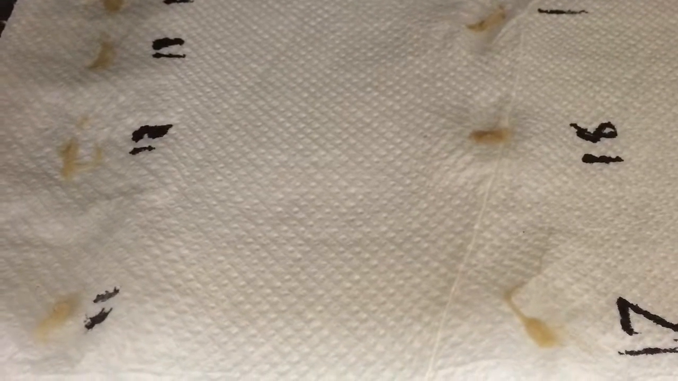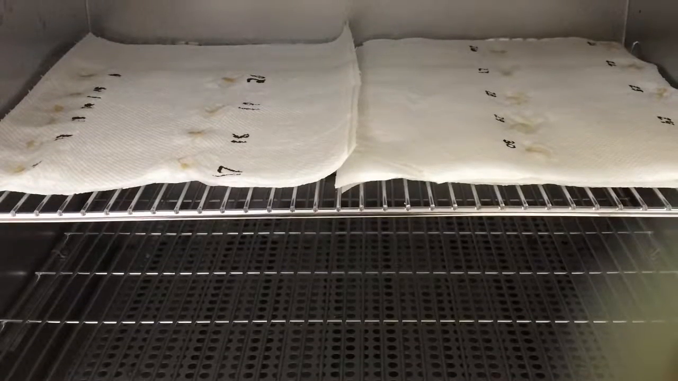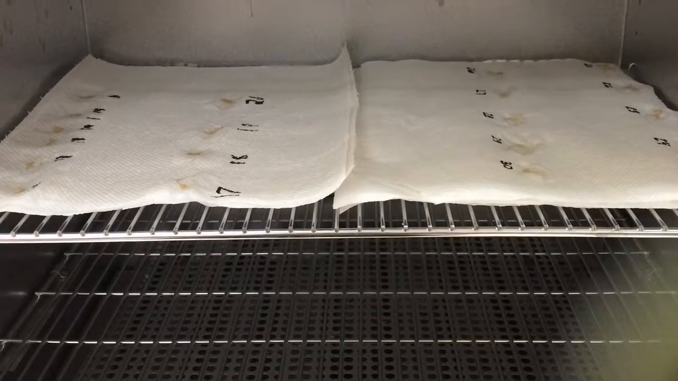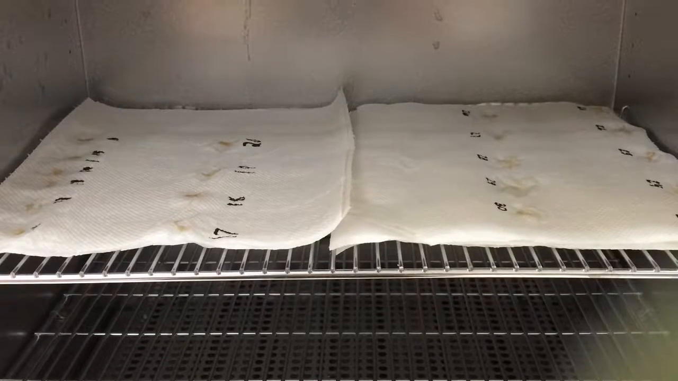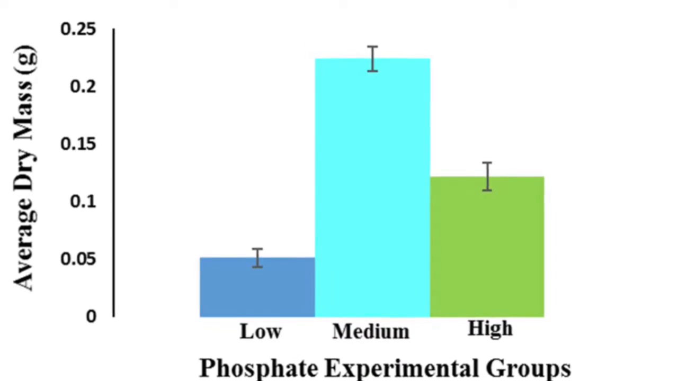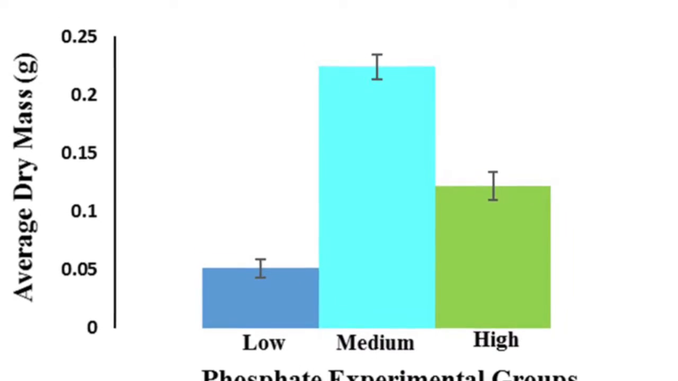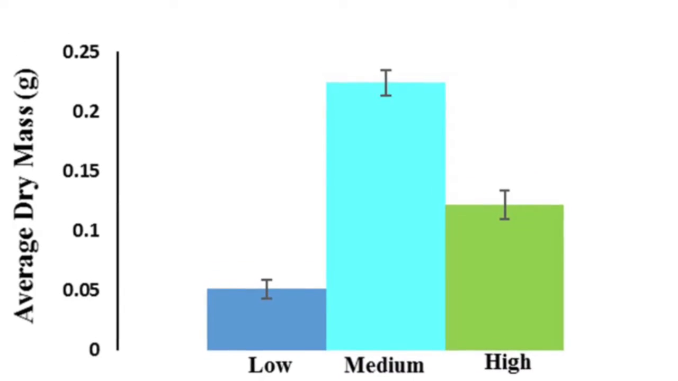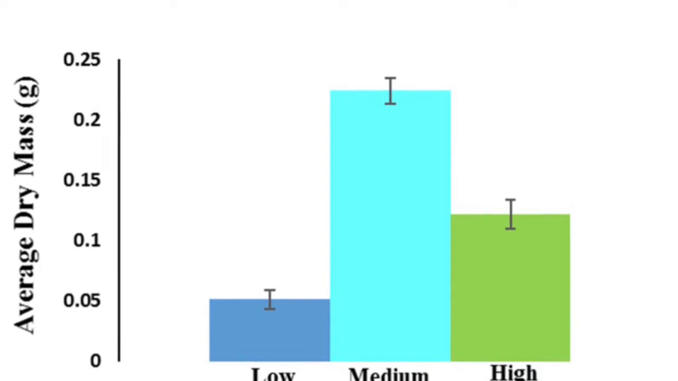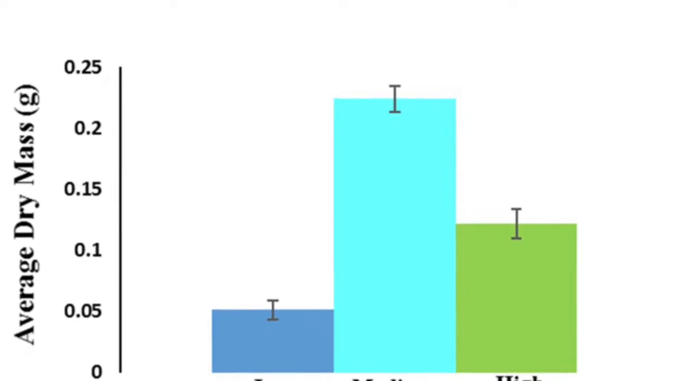The dead algae from each experimental group was then harvested, dried in an oven at 100 degrees Celsius, and a dry mass was then calculated. The average dry mass of the low, medium, and high phosphate experimental groups showed that the medium phosphate condition had the greatest amount of growth. The high phosphate experimental group experienced slight growth, and the low phosphate experimental group experienced little to no growth.